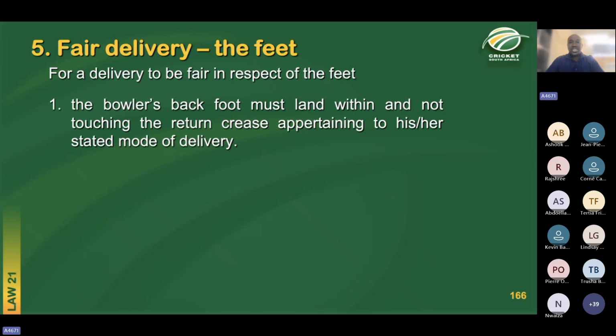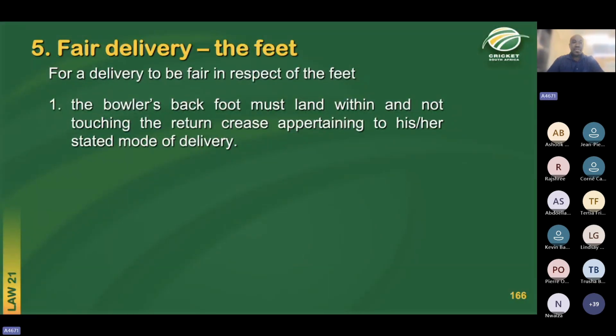The landing of the 2 feet is governed by 2 different creases. The landing of the back foot is governed by the return crease, and the landing of the front foot is governed by the popping crease. Let's read how these 2 feet are governed by those 2 creases.